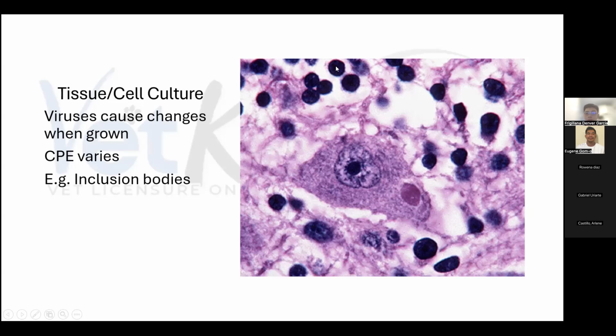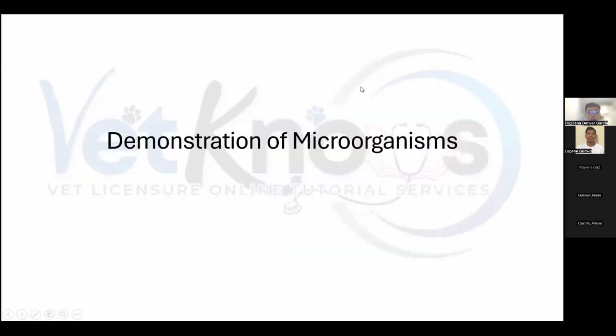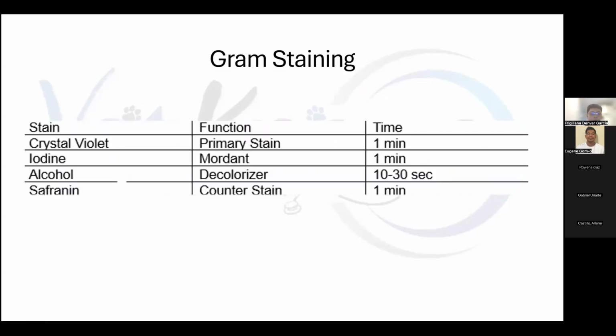Ito tong mga black areas na to. Hence the name Negri. Hindi po tayo racist. The next, we have demonstration of our microorganisms. Karamihan ng ginagawa natin dito, especially for bacterial species, would be staining methods. Pinaka-common is yung gram stain. It differentiates gram-positive and gram-negative bacteria.